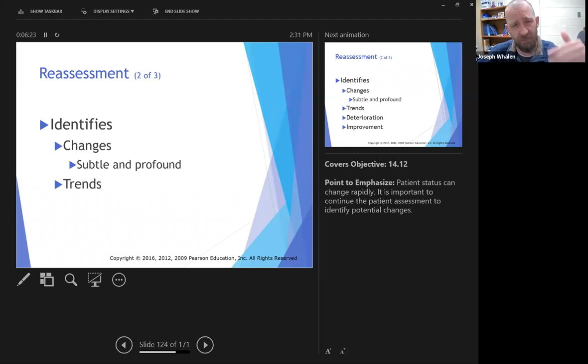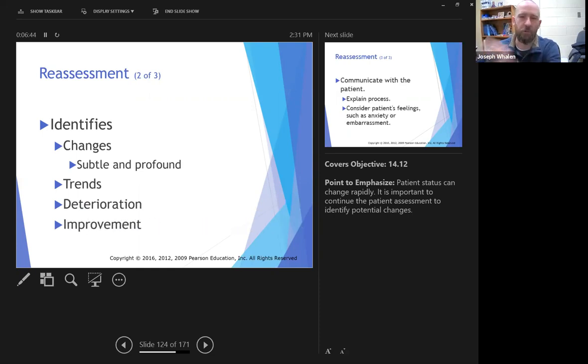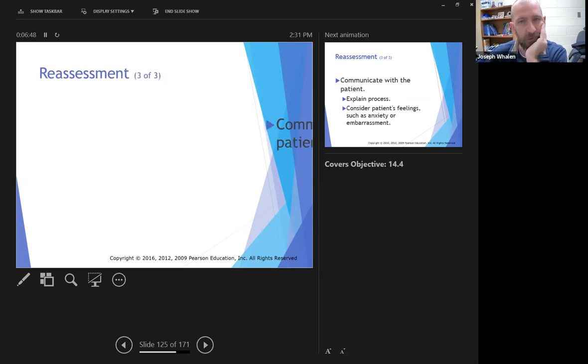We've talked about trends, so we want to identify those. Again, that's getting a piece of information and then looking at that information a little bit later and seeing if it's better or worse than it was previously. So, for example, taking a set of vital signs, taking them a little while later, comparing the two there, so we know what trending is. And in trending, we're looking for deterioration or improvement there. It's pretty simple, I think, to go through that concept.